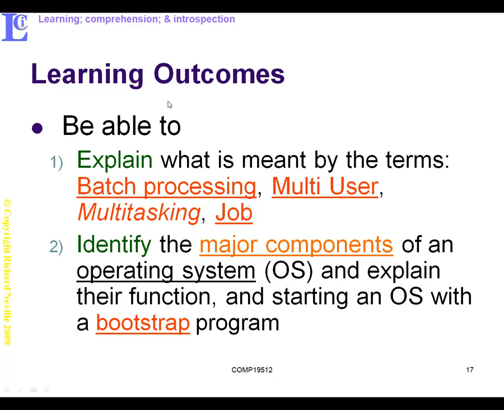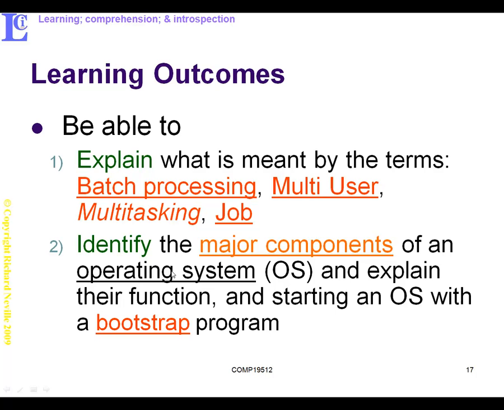So let's look at the learning outcomes for this lecture. The first thing to realize, by the end of the lecture we should be able to explain what this technical term of batch processing is. So we'll see what that is in a moment. Then we'll understand this concept. Well, we've looked at uniprogram or single user. What about multi-user programs? So maybe we then move on to a different concept of multitasking.